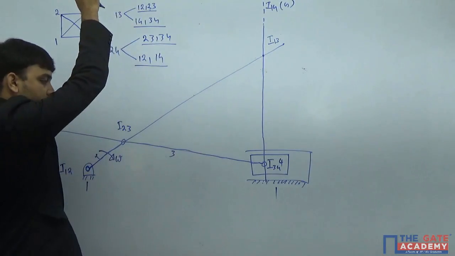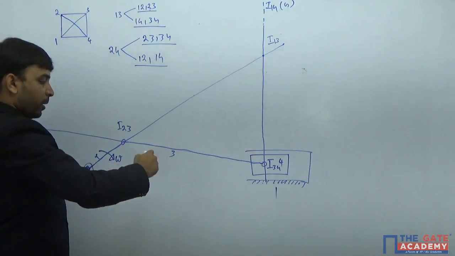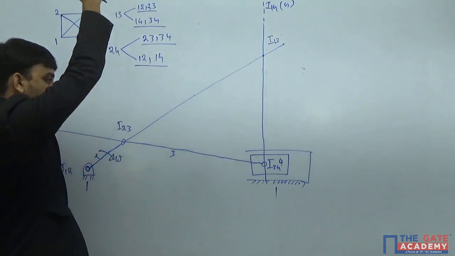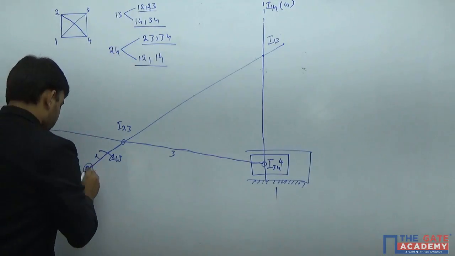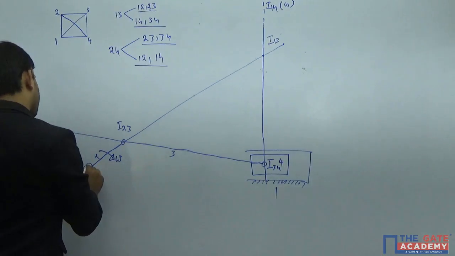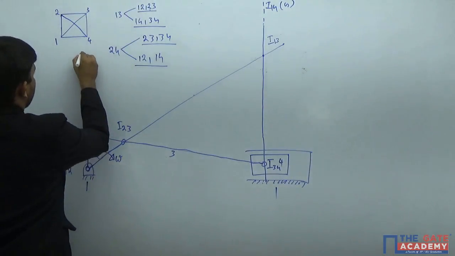Now see here, I14 is at infinite in the direction perpendicular to the plane of sliding. This is the plane of sliding, so perpendicular to the plane of sliding, this is the direction. It lies at infinite. Now I am drawing a line passing through I12 and I14. I12 is here and I14 is at infinite in this direction.